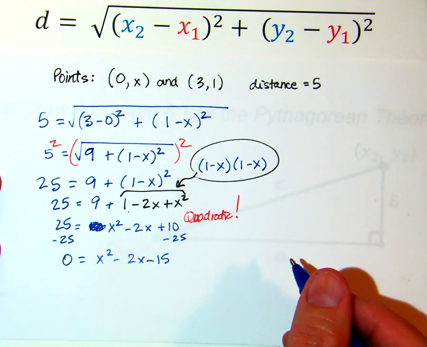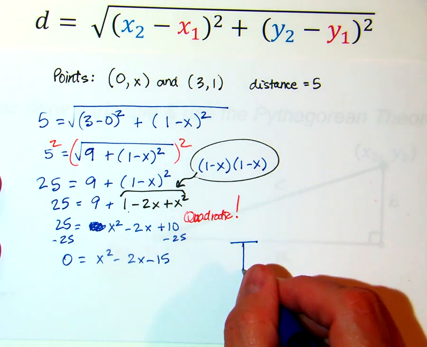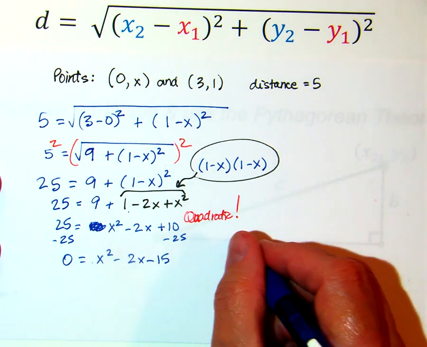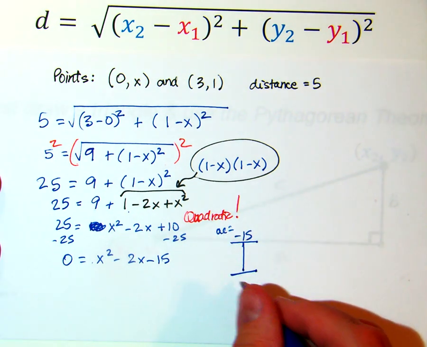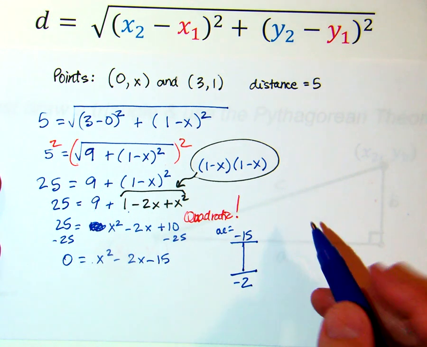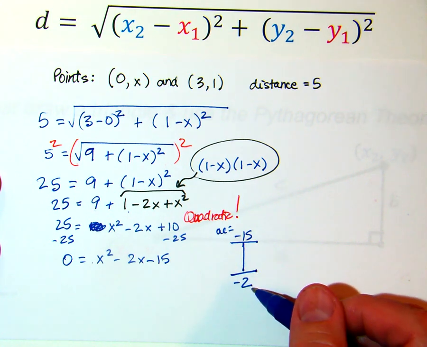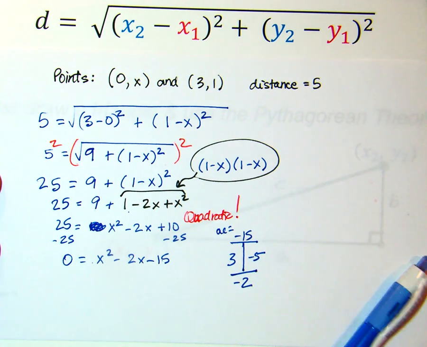Now look at that, say, can I factor that? Can I factor that? I can factor. AC, 1 times negative 5. AC goes on top. B goes on the bottom, for B, which is negative 2. So now I need what two numbers will multiply to give me negative 15 and will add to give me 2. Well, you go through all the factors and you figure out that it's 3 and negative 5.